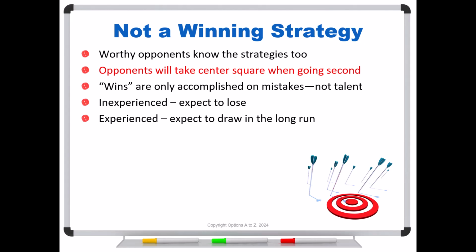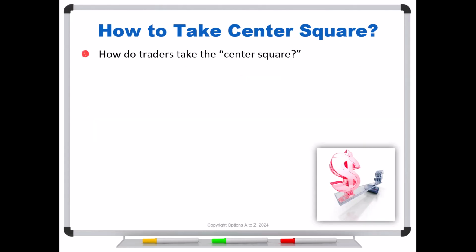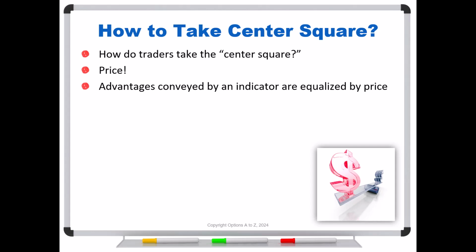All right, well, you might be thinking, well, how is this possible in the options market? How do traders take the center square? How do you block somebody from an advantage? By price. We've talked about that. Remember, price is the equalizer. Just remember that advantages conveyed by any indicator are equalized by price. You can't create rules that only apply to one side of the trade.